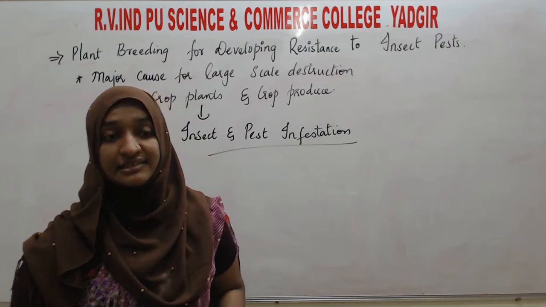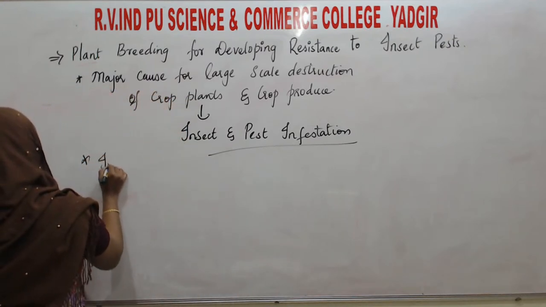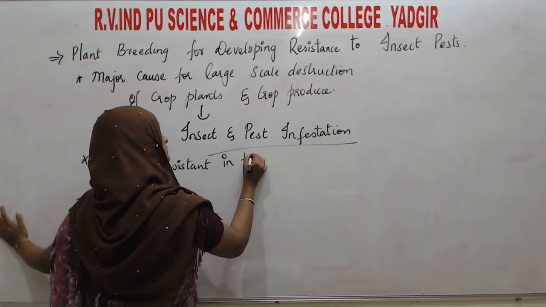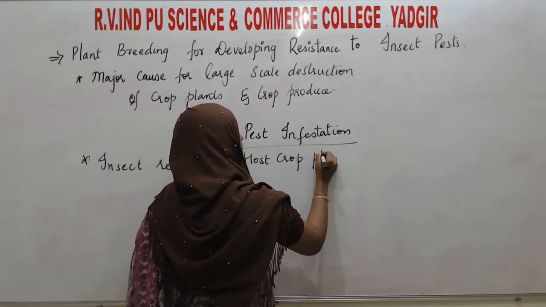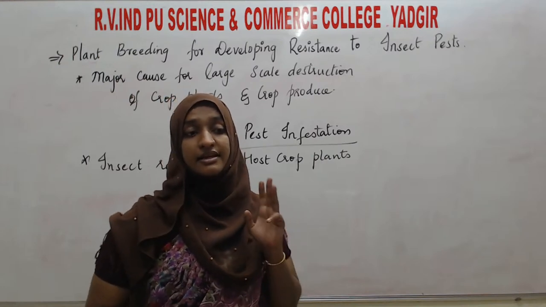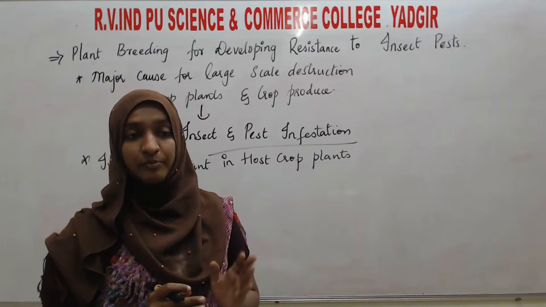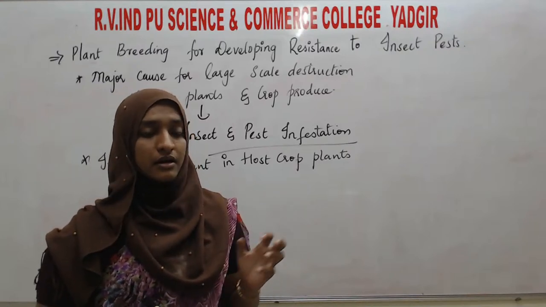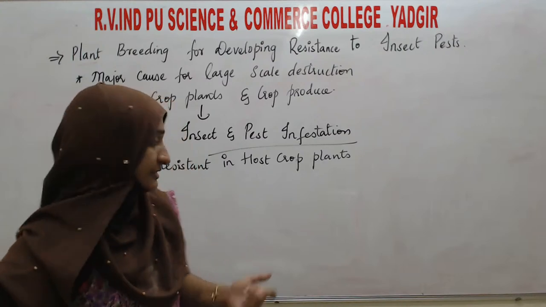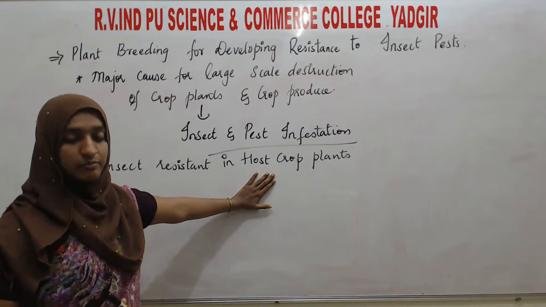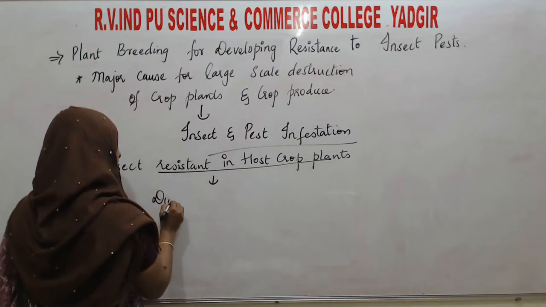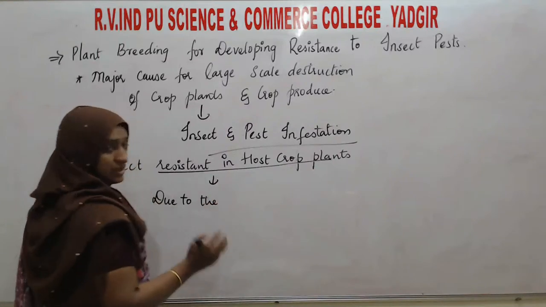So whatever the insect resistance in the host crop plants, what does that mean? Why is it going to take place? There are three reasons. There are three characteristics by which these insects or pests are attracted, or by which they are going to cause a loss. So what is insect resistance in the particular host crop plant? It is due to the resistance in the host crop plant, that is, due to three characters.